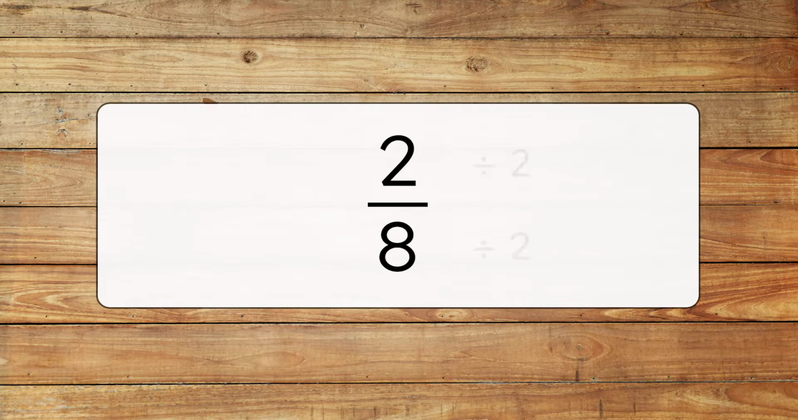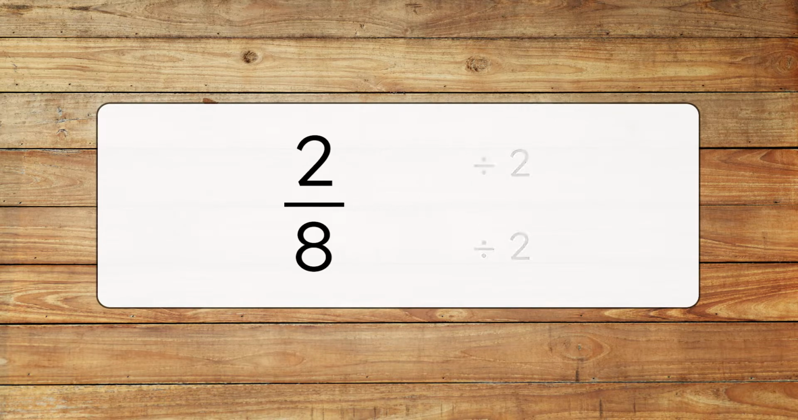2 and 8 are both divisible by 2. So the simplest form is 1/4. Nice job, mathematicians.